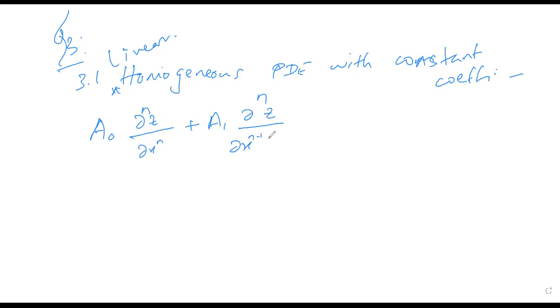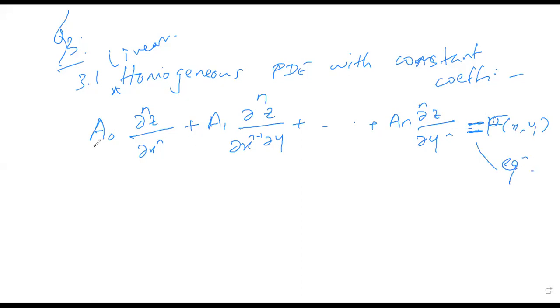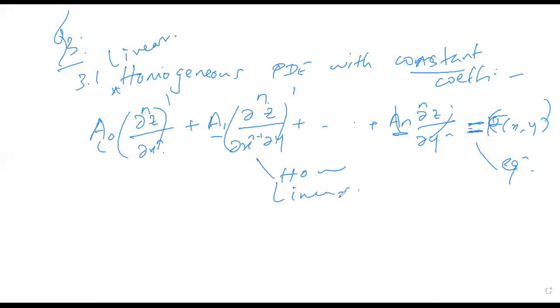It is equal to, let's say, f of x comma y, any function of x and y. So this is our equation. These are the coefficients; we are taking all of them as constants. Also, you can see all terms are of nth order, therefore it is homogeneous. Also, all the powers are 1, the degrees are 1, so you can say this is linear as well. That's how you have to find out.